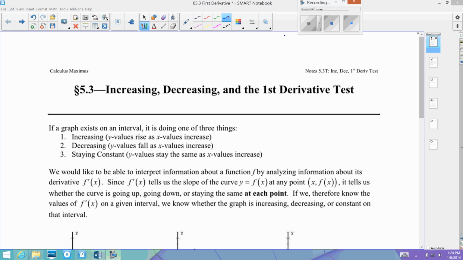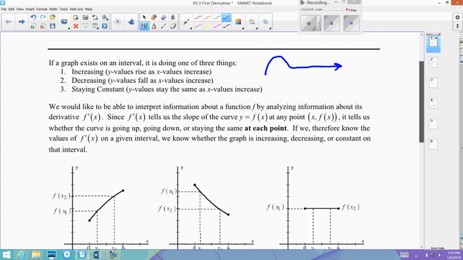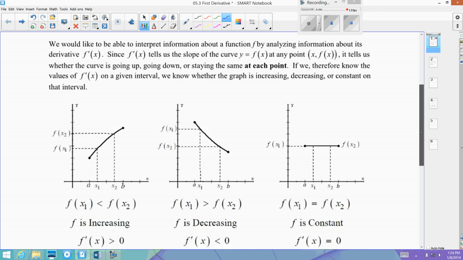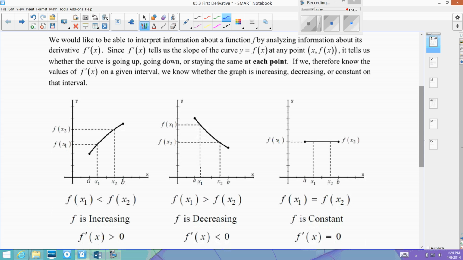Okay, so today we're going to be talking about increasing, decreasing, and the first derivative test. So we know that a function can be doing any of three things. It can be increasing, it can be decreasing, or it can be staying constant. All right, so it can go up, it can go down, or it can just hover at the same value. So we're going to be looking at how to interpret different things. And the way that we could do that is by analyzing the slope or derivative function.